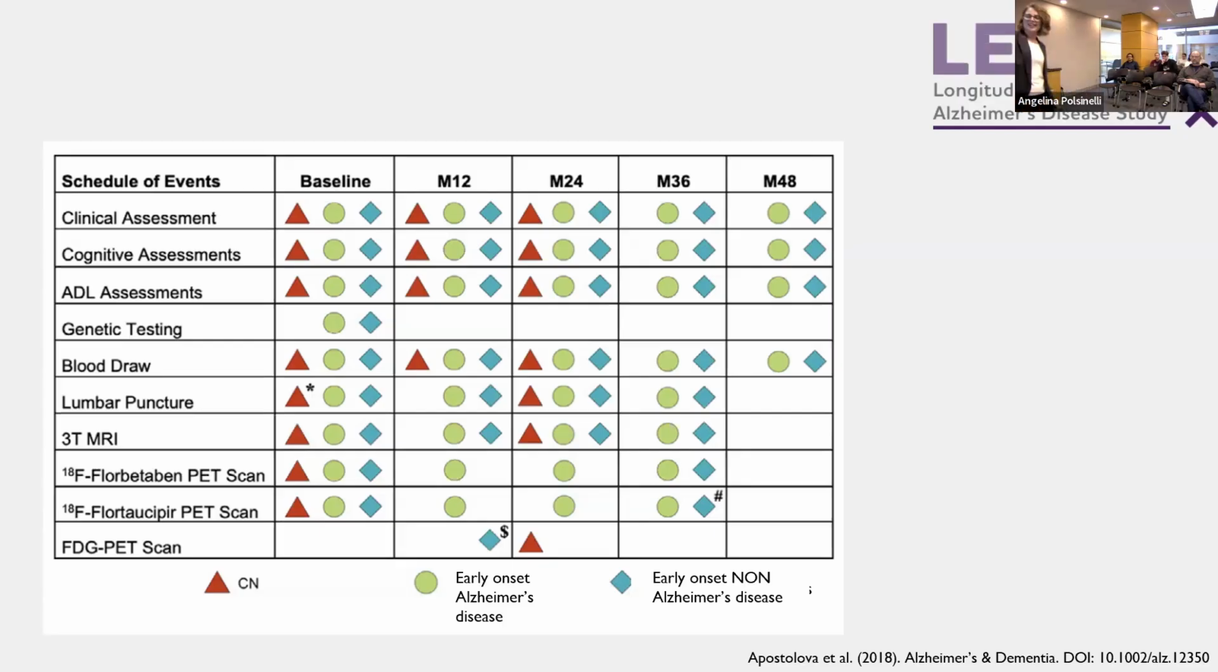Early onset AD is the green circle. Early onset non-AD is the blue diamond. Those are individuals who, after doing their imaging and biomarkers, are amyloid negative. So they're not people, they might have a syndrome that looks like Alzheimer's disease, but they don't actually have Alzheimer's disease. So we're also interested in looking at those folks, and syndromically they look similar, but pathologically they are not the same.